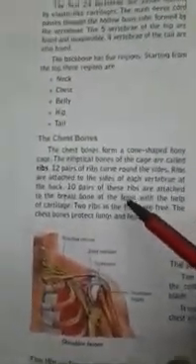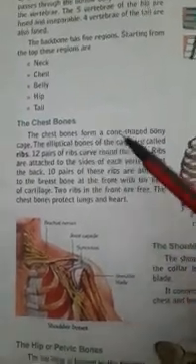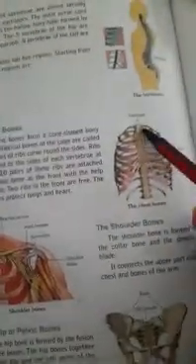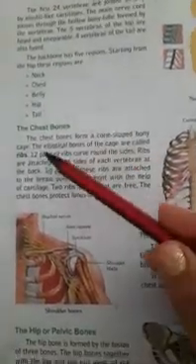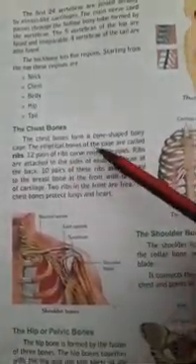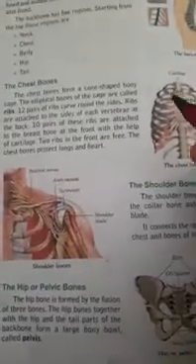Next comes the chest bone. The chest bones form a cone-type bony cage, triangle type. The elliptical bones of the cage are the ribs. These are all the ribs.